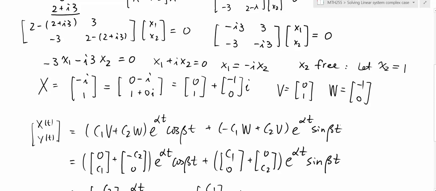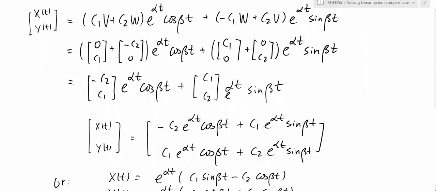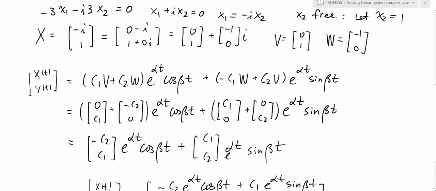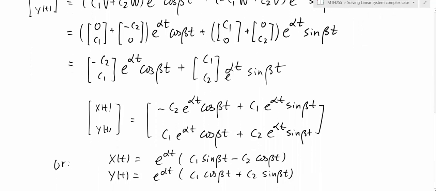Then we plug in the values of v and w. Let's take another look. C1 times v is (0, 1), so we have (0, C1). C2 times w, we have (-C2, 0), and then multiplied by this function over here. The same thing, negative C1 times w becomes (C1, 0), and C2 times v becomes (0, C2). Then we have the second part. Putting them together, that's what we have for the solution.